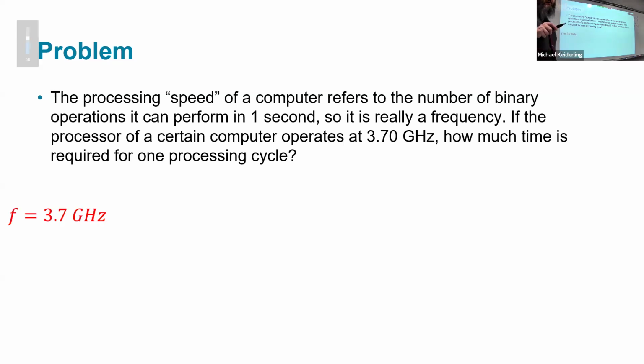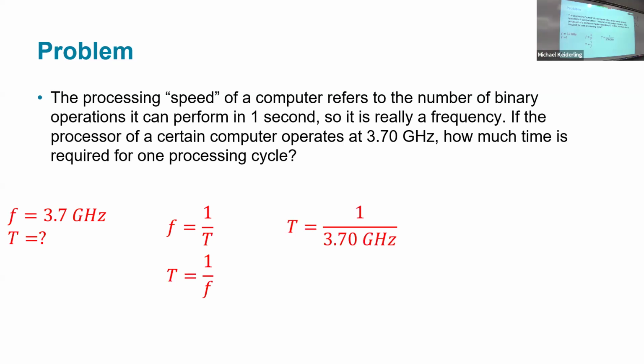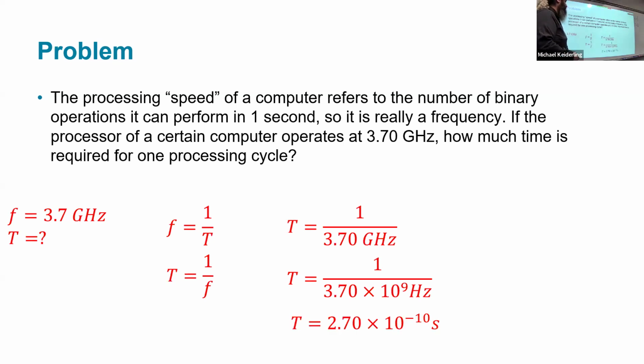So our frequency is 3.7 gigahertz. We want to find the period. Well, frequency is 1 over period, so period is 1 over frequency. 1 over 3.7 gigahertz will be 1 over 3.7 times 10 to the 9 hertz, which will be 2.7 times 10 to the minus 10 seconds. That's how long one processor cycle on a 3.7 gigahertz computer takes.